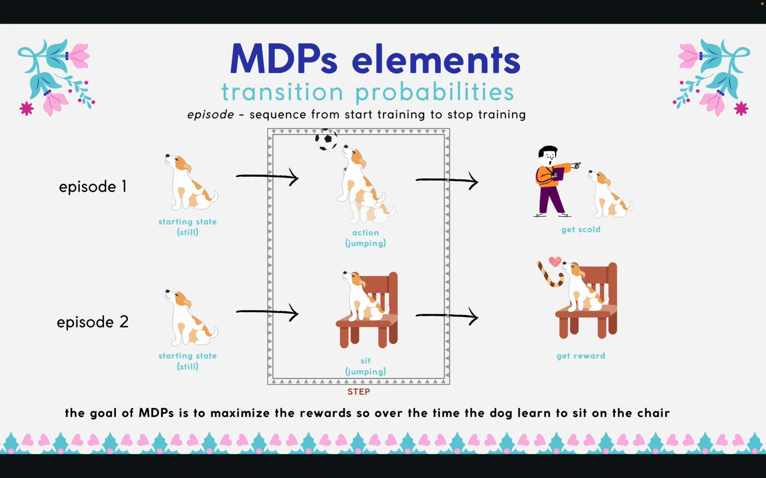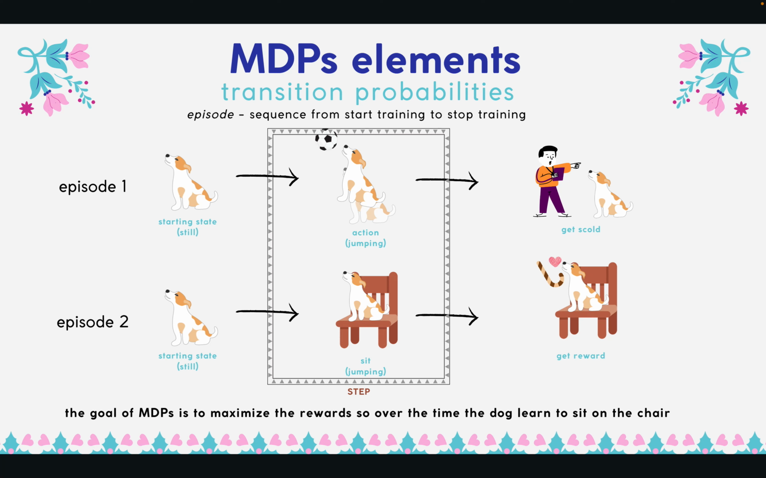Next are the transition probabilities. Before understanding transition probabilities, I want you to understand the word episode. An episode is a sequence from start of training to stop of training. So let's look at the first episode, episode 1. For episode 1, the starting state is still, as I told you, there's only one state in this scenario. The dog will stay still. And in the action, the dog chooses to jump. And when the dog chooses to jump, it gets scolded. And this is the end of the first episode.